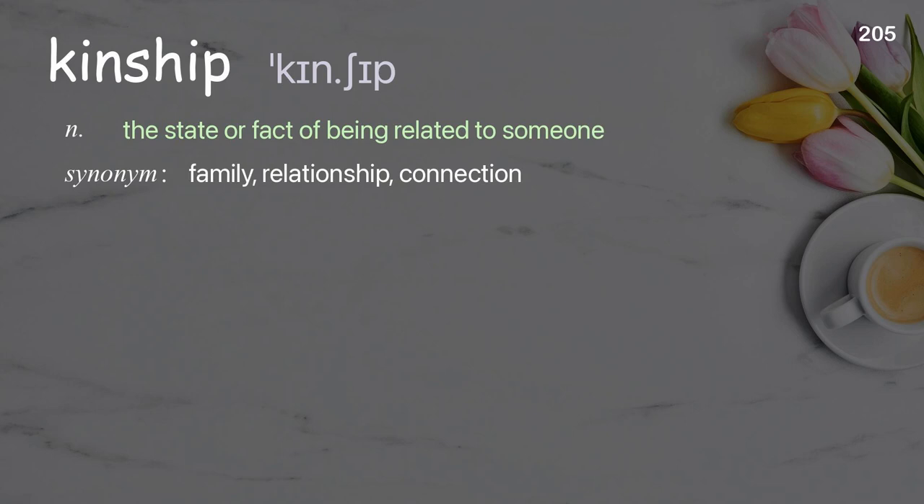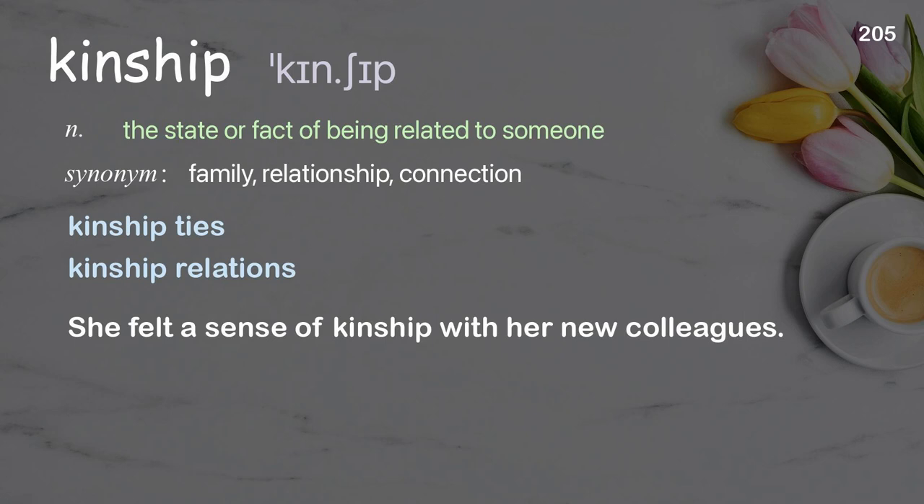Kinship: the state or fact of being related to someone. Examples: kinship ties. Kinship relations. She felt a sense of kinship with her new colleagues.